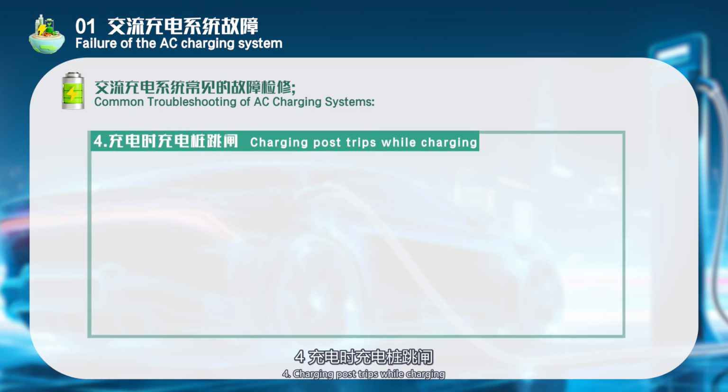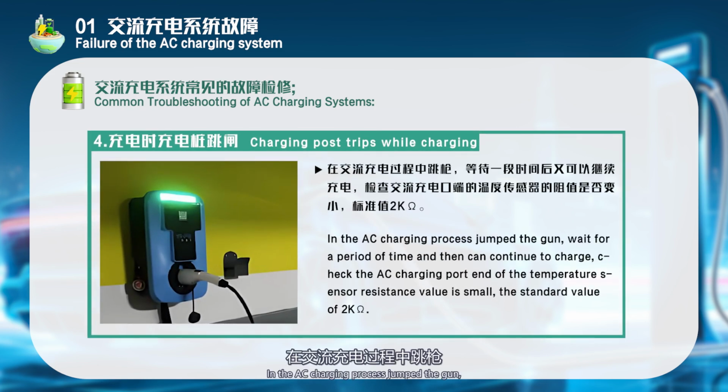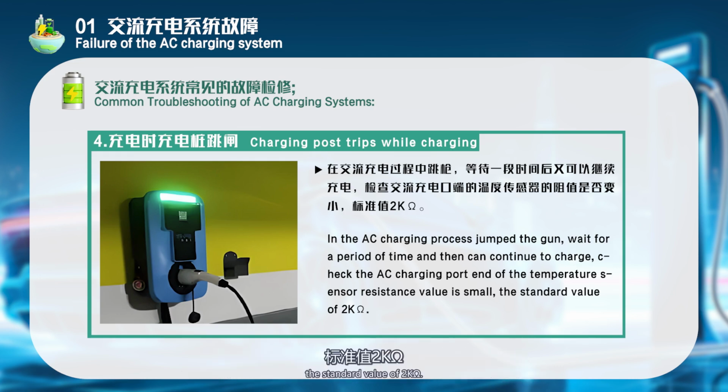4. Charging gun trips while charging. In the AC charging process, the gun jumps. Wait for a period of time and then can continue to charge. Check whether the AC charging port end temperature sensor resistance value is too small. The standard value is 2K.